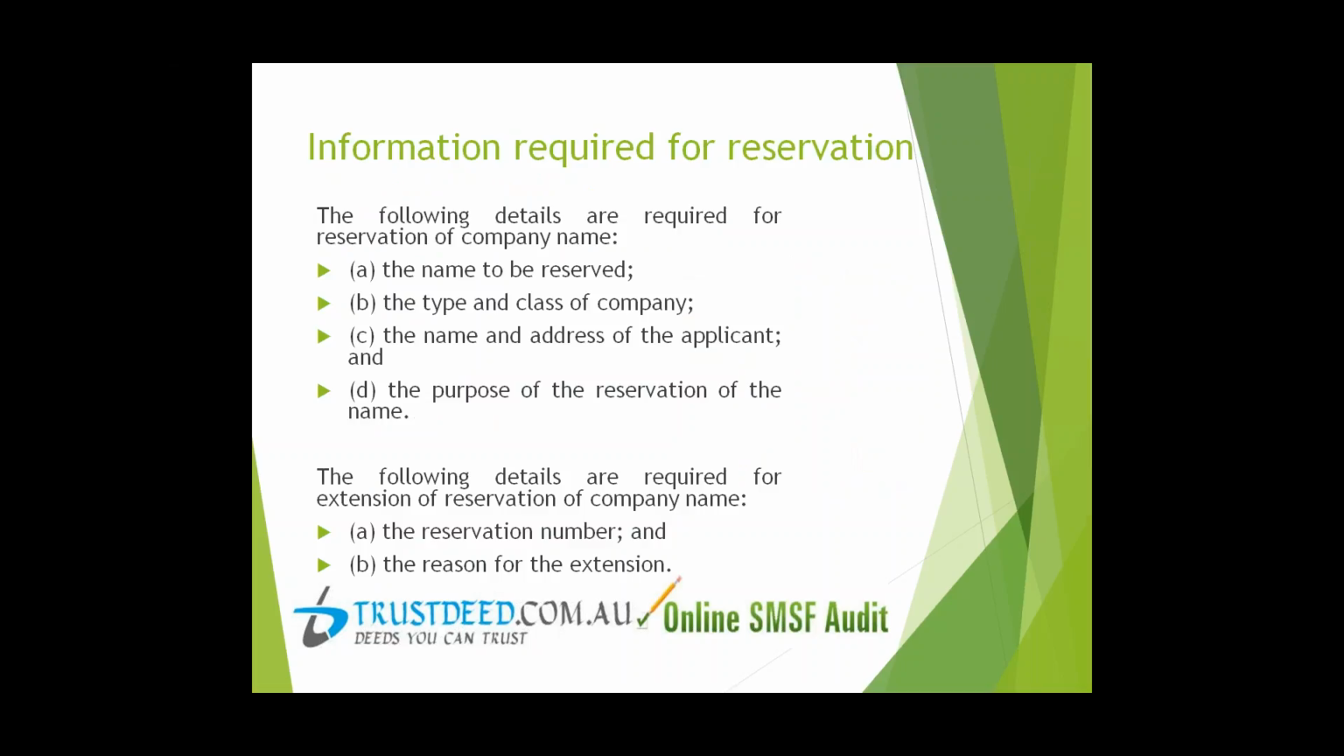Now we will have a look at what information is required by ASIC for company name reservation. The required information is the proposed name of the company which is to be reserved, the type and class of company, the name and address of the applicant, and the purpose of the reservation of the name. If you wish to extend the company name reservation period, the required information is the reservation number allotted by ASIC at the time of the first reservation and the reason for the extension.